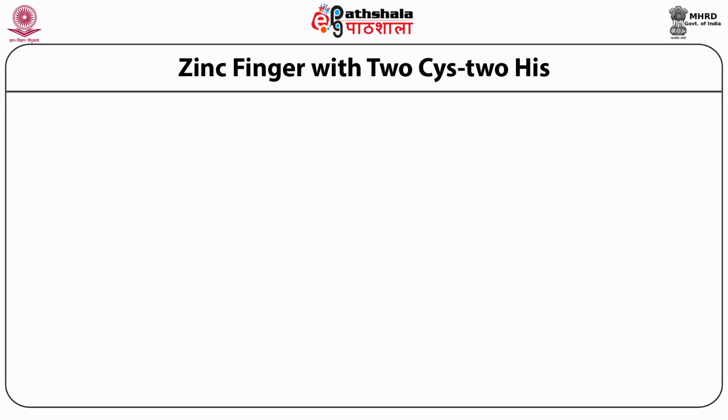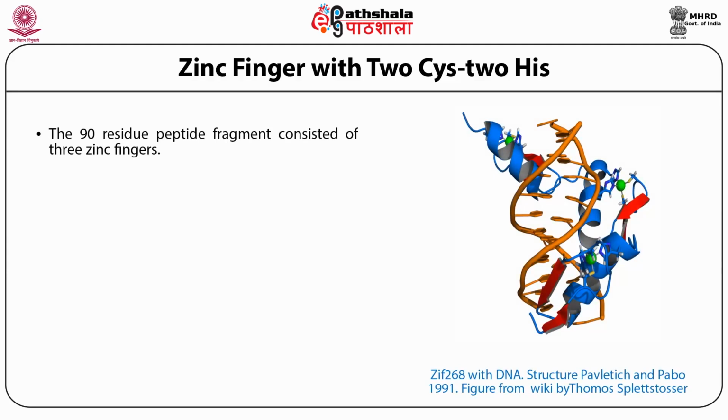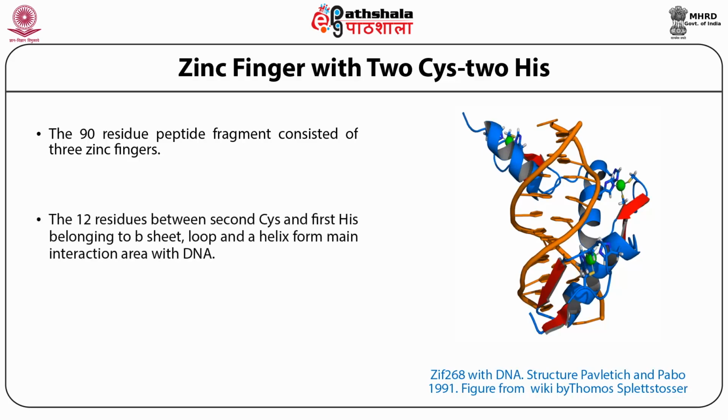In this case, the 90 residue peptide fragment consists of 3 zinc fingers. The 12 residues between the second cysteine and first histidine, belonging to beta sheet, loop and alpha helix, form the main interaction area with DNA. The interactions are both specific as well as non-specific.